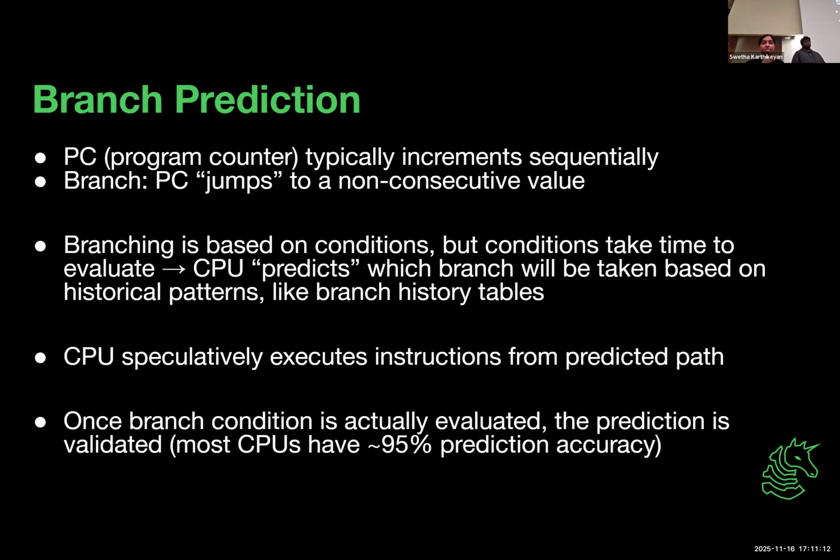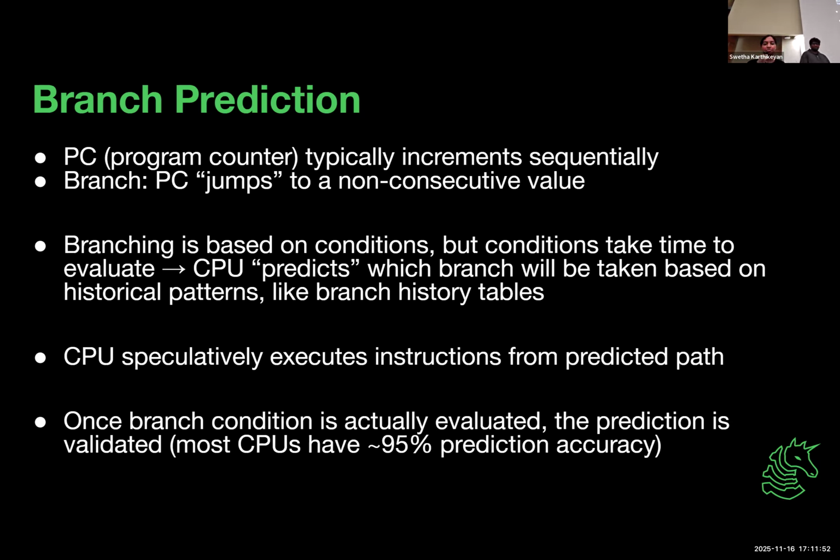Branching is always based on conditions, but conditions take time to execute, and we want to optimize CPU performance. So what the CPU is going to do is predict which branch is going to be taken based on historical patterns. This can be taken from a branch history table, for example. The CPU has a branch predictor in it that learns from the history of the different instructions that have been executed to see what the general trend is. If one instruction happens, what's the next instruction that's going to happen historically based on that? So the CPU speculatively executes instructions based on the predicted path.